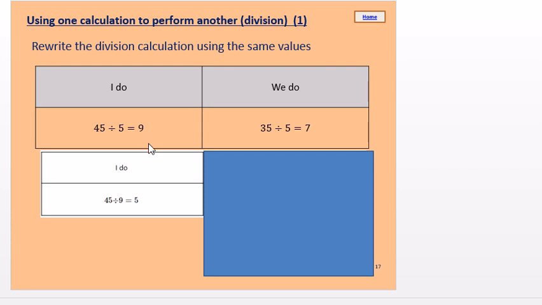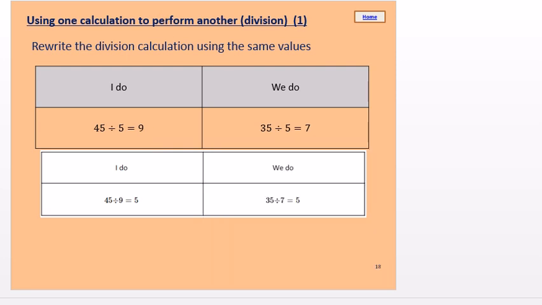Please pause the video and try the we do for yourselves. See how you can rewrite the calculation. So 35 divided by 5 equals 7. How can we rewrite this? Well, we can rewrite that 35 divided by 7 equals 5.